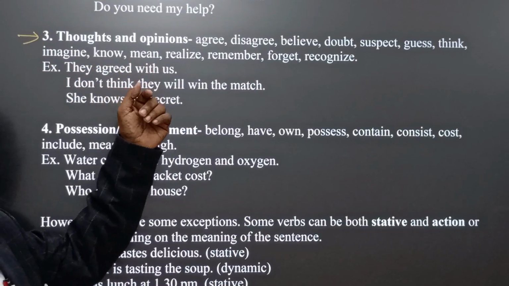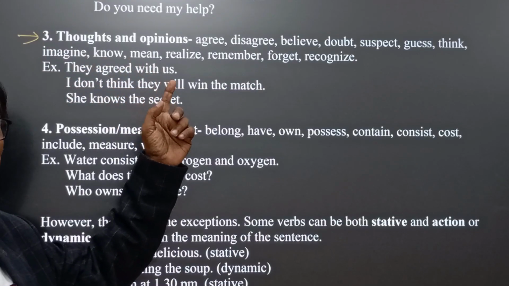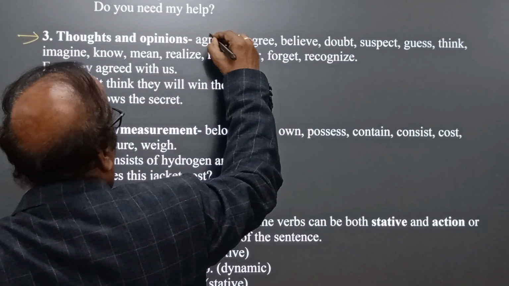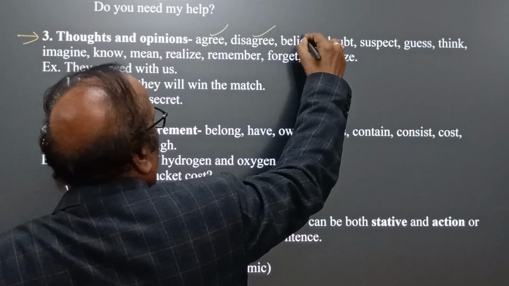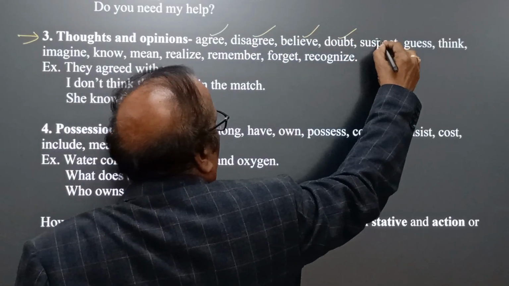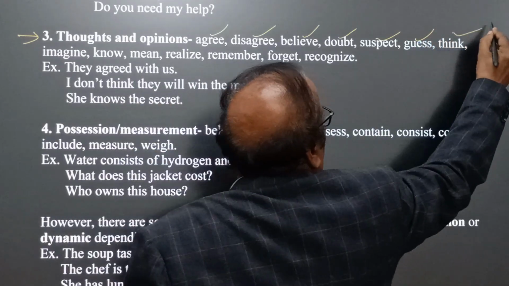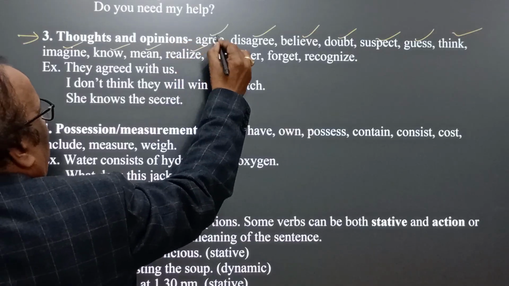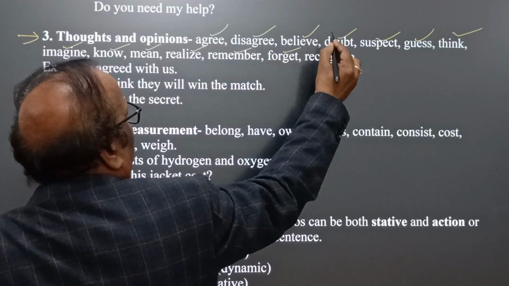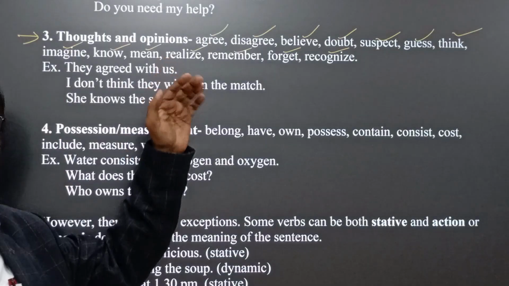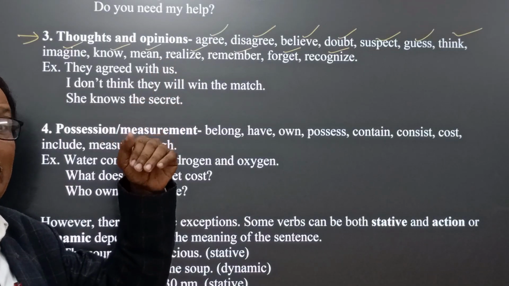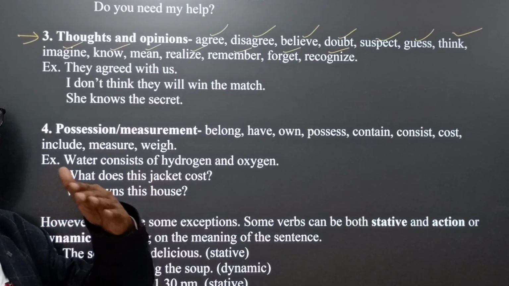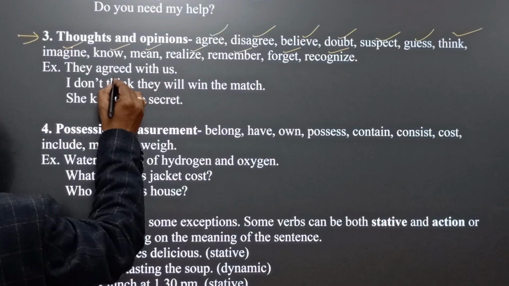Thoughts and opinions. This is the third category of stative verbs. In this case, we find agree, disagree, believe, doubt, suspect, guess, think, imagine, know, mean, realize, remember, forget, recognize. These verbs don't take ing either in a progressive form or in a perfect progressive form. They agreed with us.